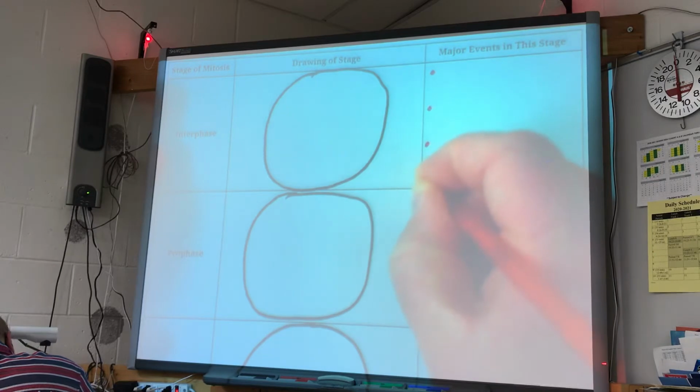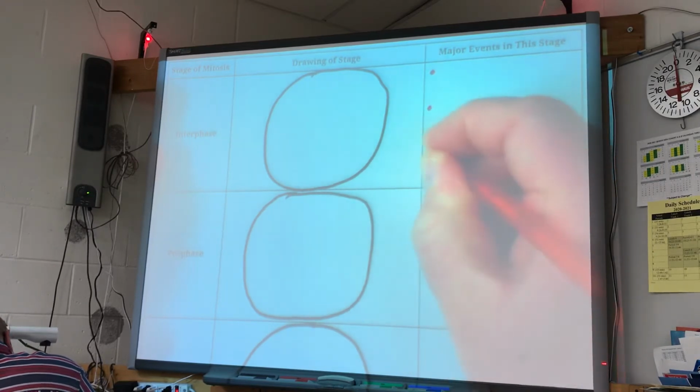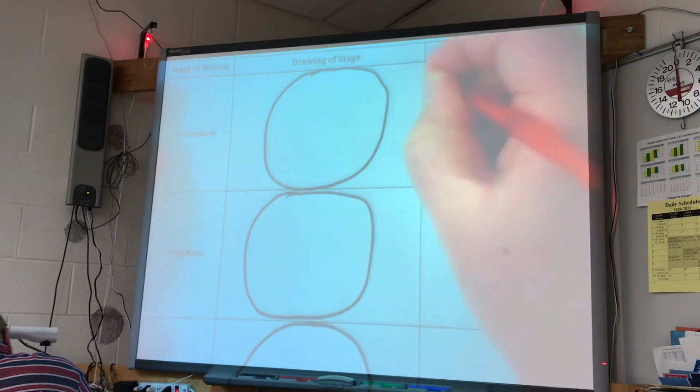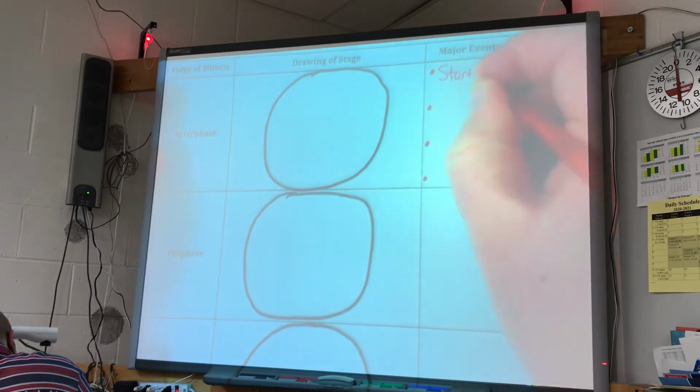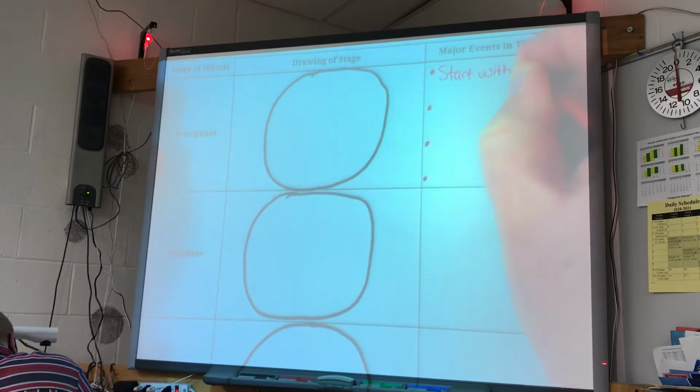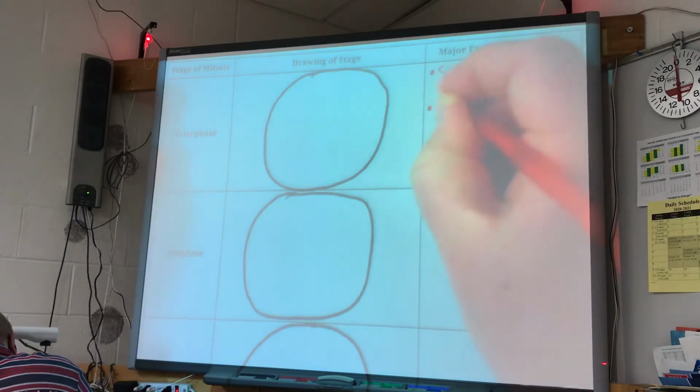So how many total chromosomes will we eventually be drawing in here then? 4. And how many pairs of chromosomes is that then? 2 pairs, right? So if we have 4 chromosomes, we're going to have 2 pairs. So when we are drawing interphase, we're going to draw a big circle in that picture, and we want to try to take the entire size.